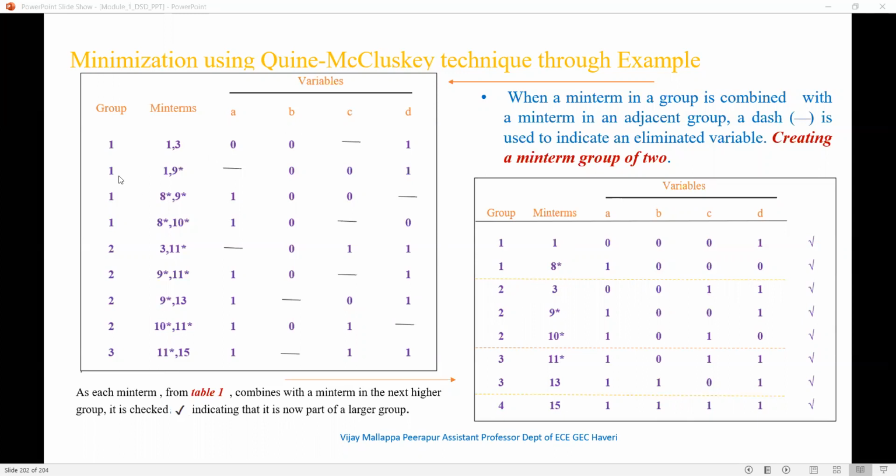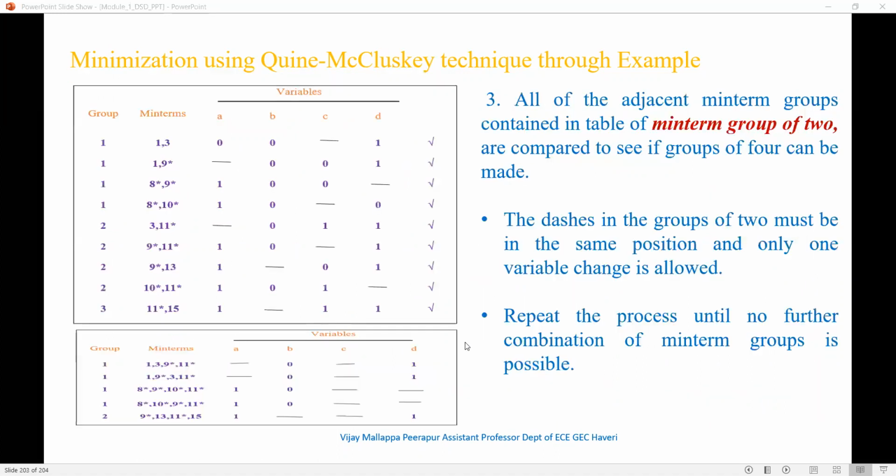Again, what you do, you compare group 1 with group 2, and group 2 needs to be compared with group 3. You cannot compare 1 with 3 here. It has to be only 1 with 2 and 2 with 3. Similarly, just by looking at this, I have come up with a table for this one: 1, 3, 9, and 11, right? Compared with this one, you should compare for the check mark.